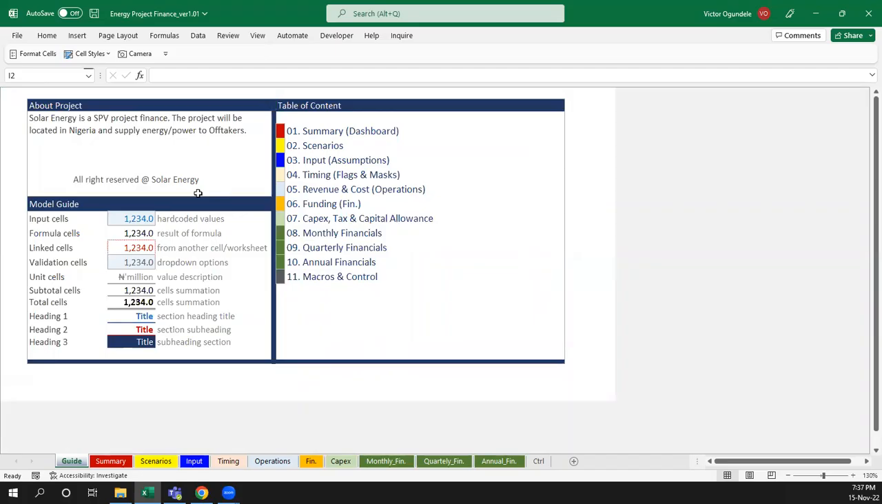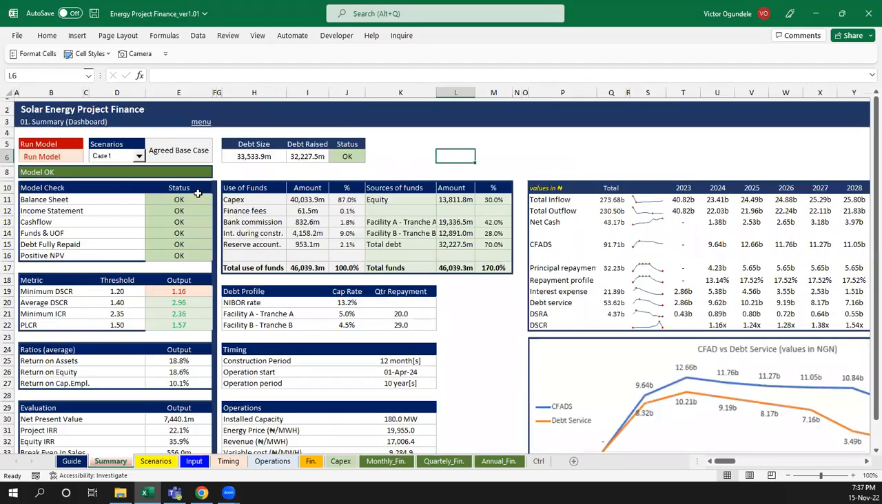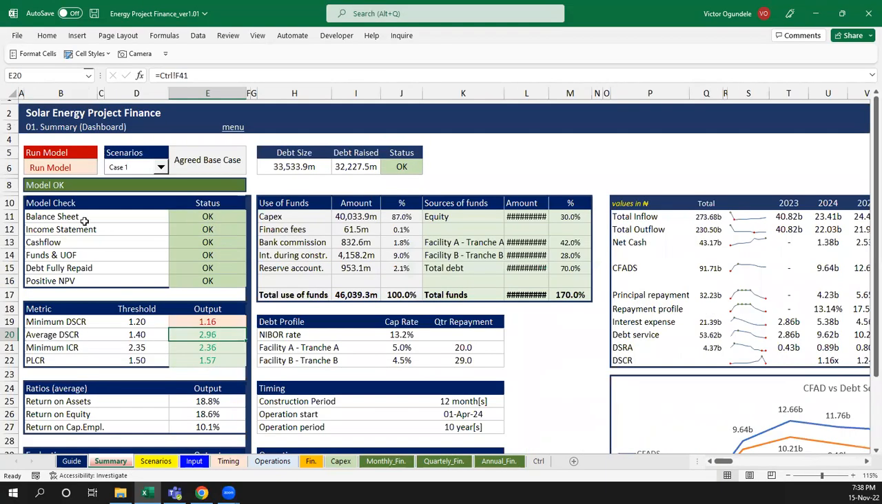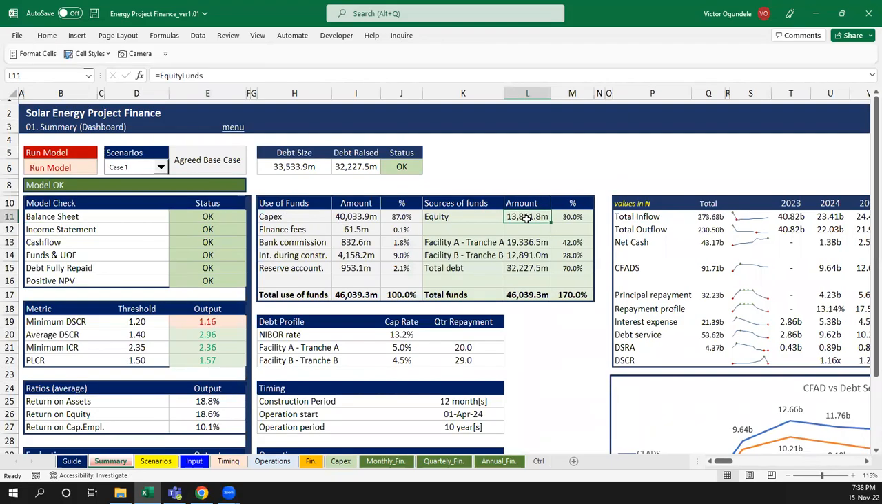Here we have our model summary. This is a very, very important aspect of the model build. The model should be able to communicate what the project is all about at the start. So here we have our model audit check to be sure that your balance sheet is okay, and your income statements are definitely going to be positive throughout the project life.